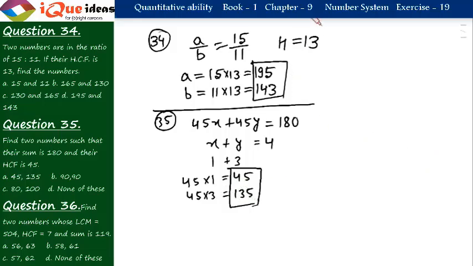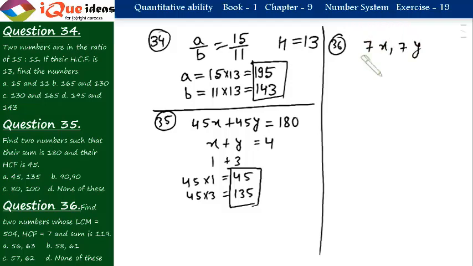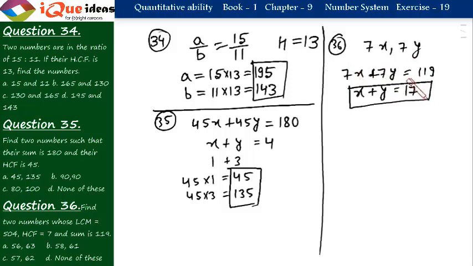Then we have question number 36. It says find the two numbers whose LCM is 504 and HCF is 7. HCF is 7, so take the numbers as 7x and 7y. The first relation is the sum is 119, so 7x plus 7y is equal to 119. Divide by 7 to get x plus y equal to 17. So one equation is x plus y equal to 17.